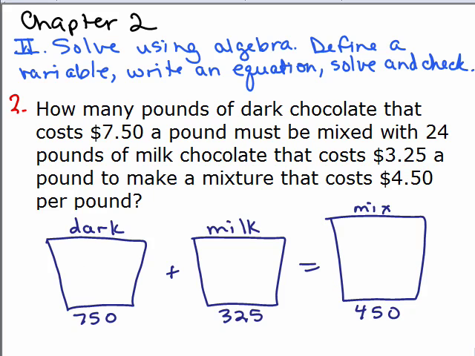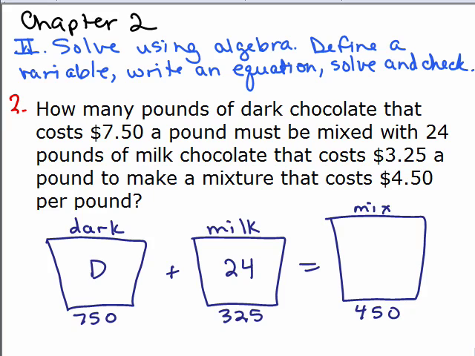How many pounds of dark chocolate? We don't know how many pounds of dark chocolate, but we do know we're going to mix it with 24 pounds of milk chocolate. So what you know, you're going to fill in the blocks. We know there's 24 pounds of the milk chocolate. I don't know what goes here. Let's use D to remember that's the variable we're using for dark chocolate. If you like to use X or N, that's fine, or C for chocolate.